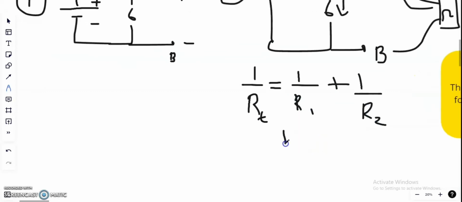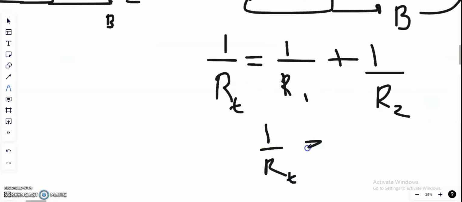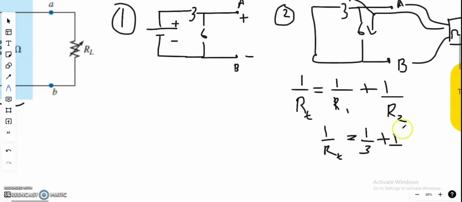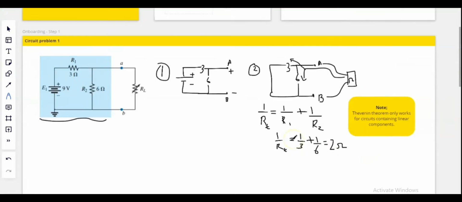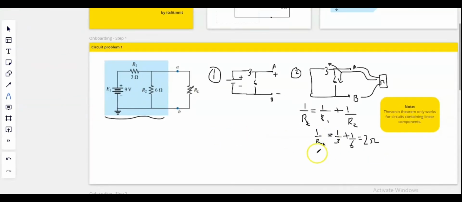Therefore, 1/RT equals 1/3 plus 1/6. Using a calculator, the value will be 2 ohms. So we got our Thevenin resistance value.